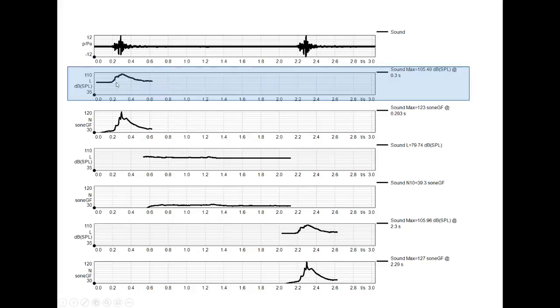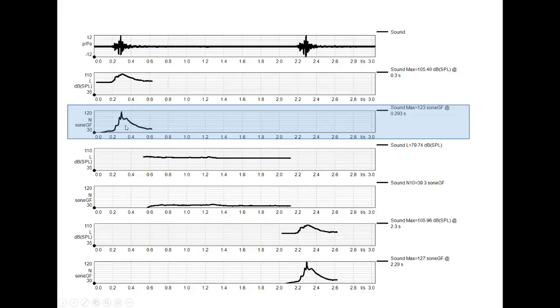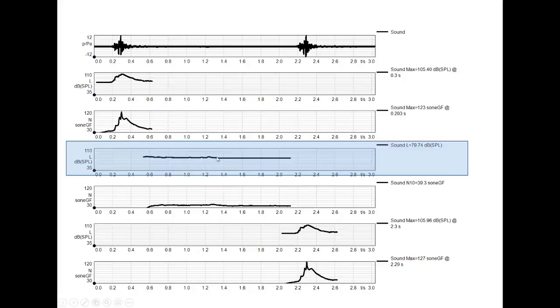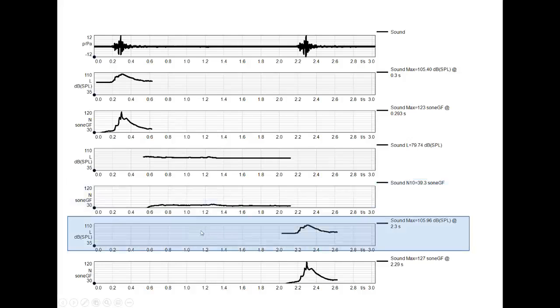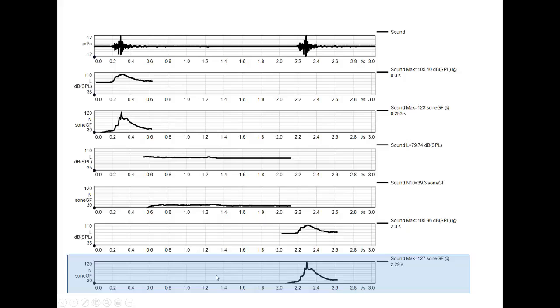This first highlighted row is the sound pressure level of the initial peak. The next row down is the loudness of the initial peak, showing the peak zone value. The next row down is the steady state sound pressure level with its average SPL. The next row down is the loudness of the steady state portion, showing its N10 loudness. The next row down is the sound pressure level of the ending transient with its peak sound pressure level. And the final row in this graph is the loudness calculation, and again showing the peak loudness of the closing transient.